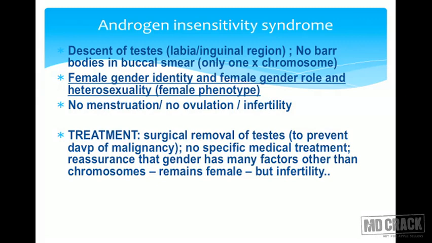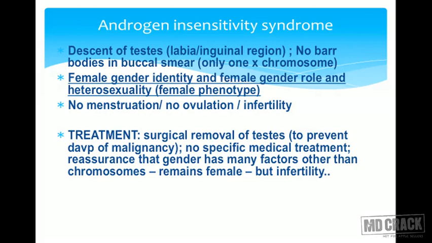What's the management for this patient? The first complaint for which probably the patient must have come to you is the feeling of swelling in the inguinal region, and this swelling is nothing but the descended testes which are probably in the inguinal region. So, surgical removal of testes. This is the first thing to be undertaken, and this is done to prevent the development of malignancy in these testes.